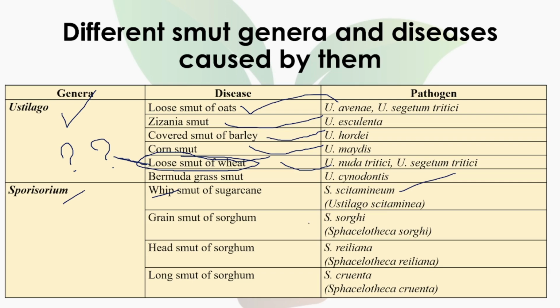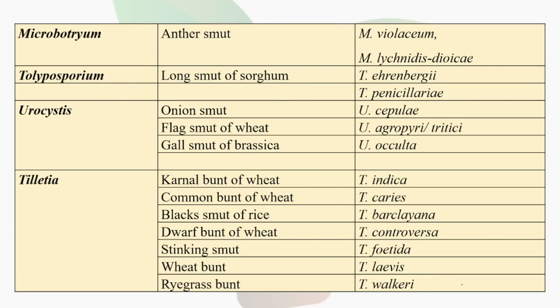Grain smut of sorghum, Sporisorium sorghi, previously Sphacelotheca sorghi. Head smut of sorghum, Sporisorium reilianum, previously Sphacelotheca reiliana. Long smut of sorghum, now called Sporisorium cruentum, previously Sphacelotheca cruenta. And other kinds of smut disease: Microbotryum, anther smut, Microbotryum violaceum, which is an important one. Tolyposporium, long smut of sorghum, Tolyposporium ehrenbergii, Tolyposporium penicillariae. Now this Tolyposporium is also assigned to Sporisorium.